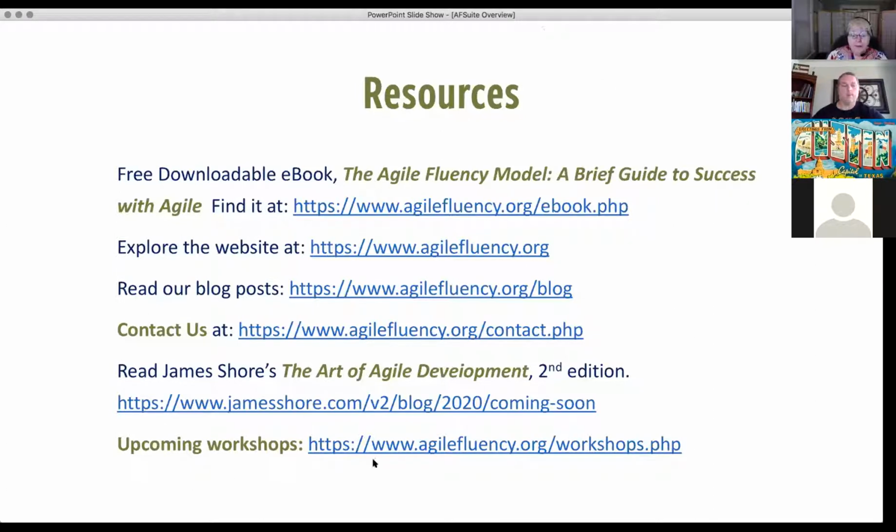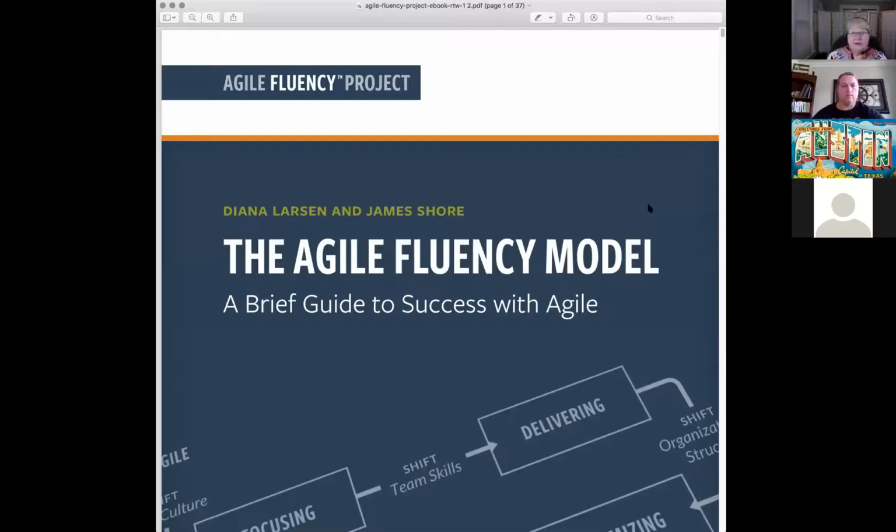And then let me stop sharing that, and I'm going to start sharing this. There's a quick picture of the ebook, and we encourage you to check that out as well. It goes into a lot more depth on that very fast run that I just did through the model. It goes into a lot more particulars. So I'm going to stop sharing there, and let's move to questions.